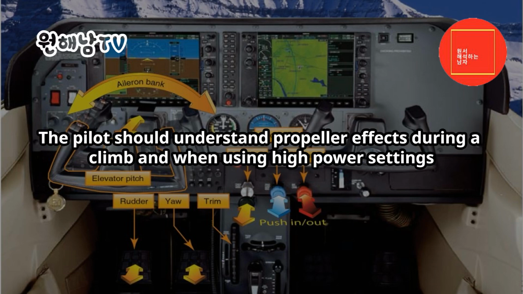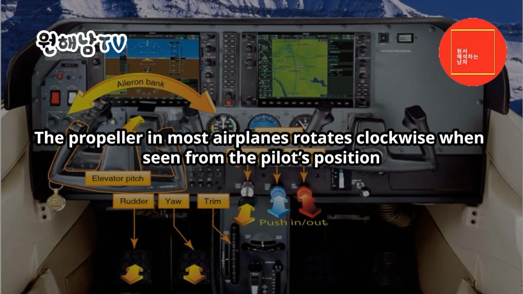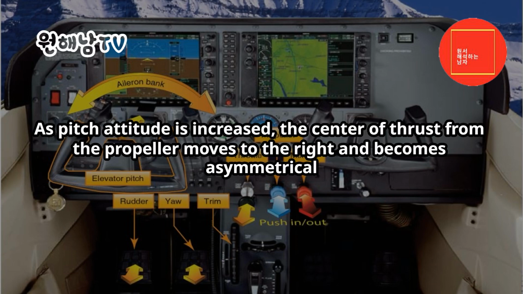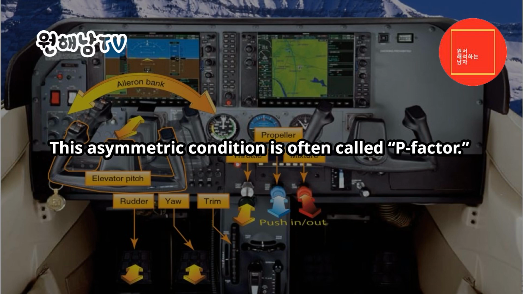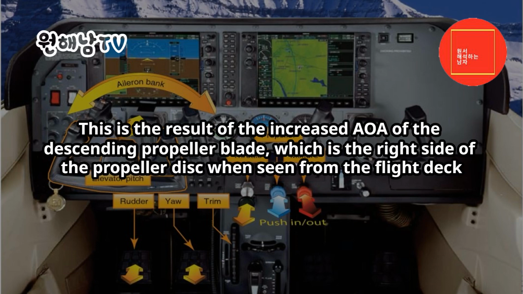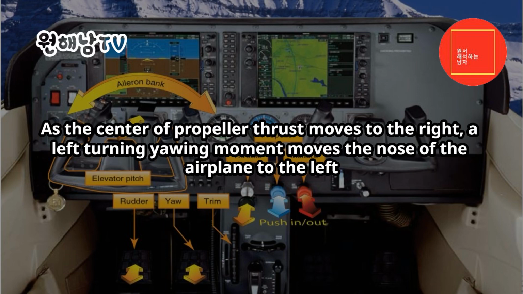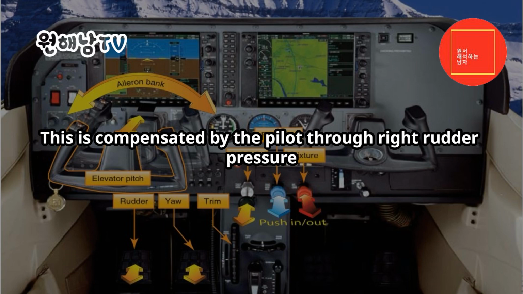The pilot should understand propeller effects during a climb and when using high power settings. The propeller in most airplanes rotates clockwise when seen from the pilot's position. As pitch attitude is increased, the center of thrust from the propeller moves to the right and becomes asymmetrical. This asymmetric condition is often called P factor. This is the result of the increased AOA of the descending propeller blade, which is the right side of the propeller disc when seen from the flight deck. As the center of propeller thrust moves to the right, a left-turning yawing moment moves the nose of the airplane to the left. This is compensated by the pilot through right rudder pressure.